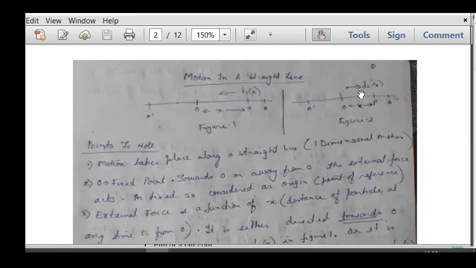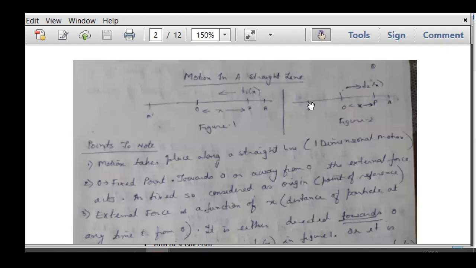Whenever we are talking about motion in a straight line, first and foremost there will be an external force. As long as there is an external force, the particle will be moving, and only then can we find the velocity, the distance covered, the acceleration, and some other parameters. So the fundamental thing is that there will be an external force. And when there is an external force, what is its nature? Whether it is attracting the particle towards the fixed point, or pushing the particle away from the fixed point.